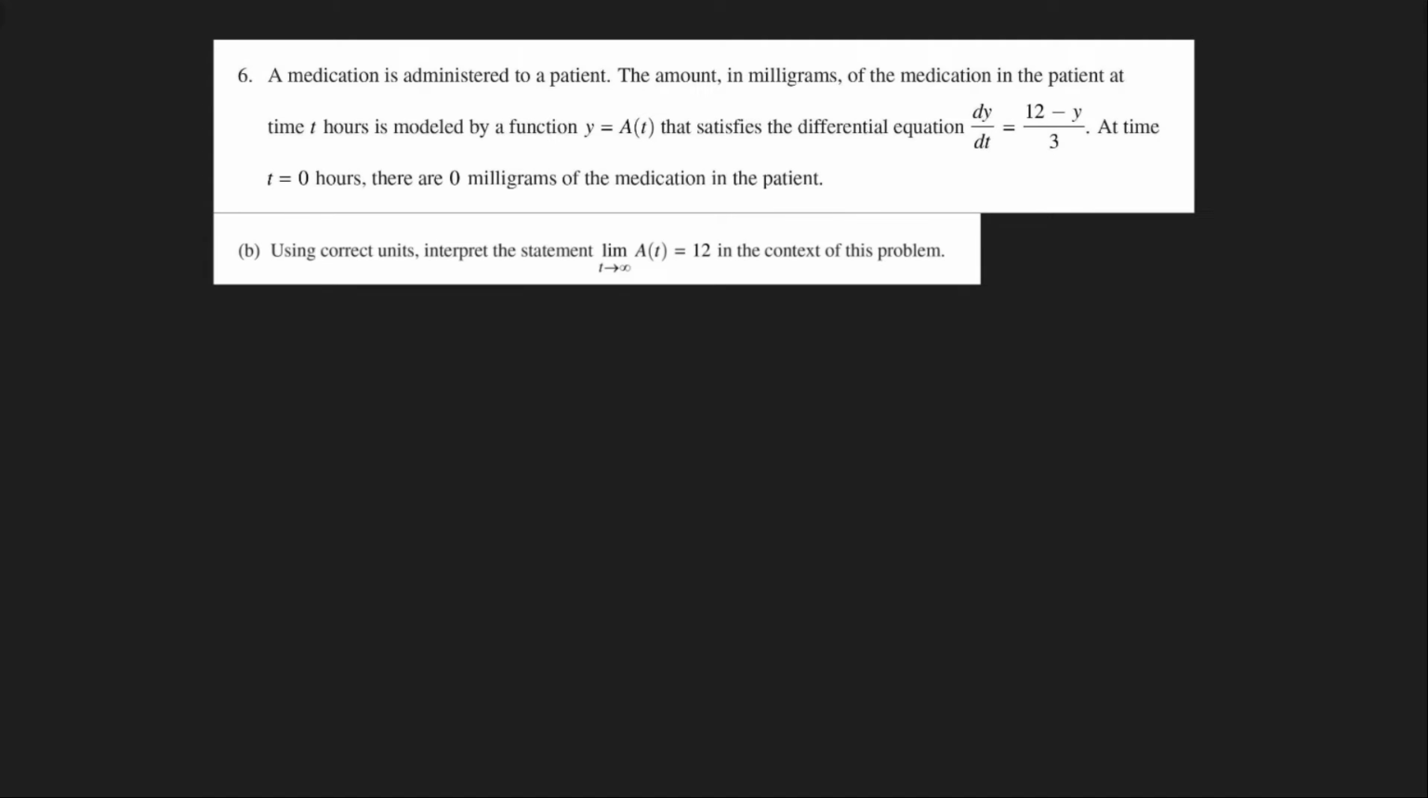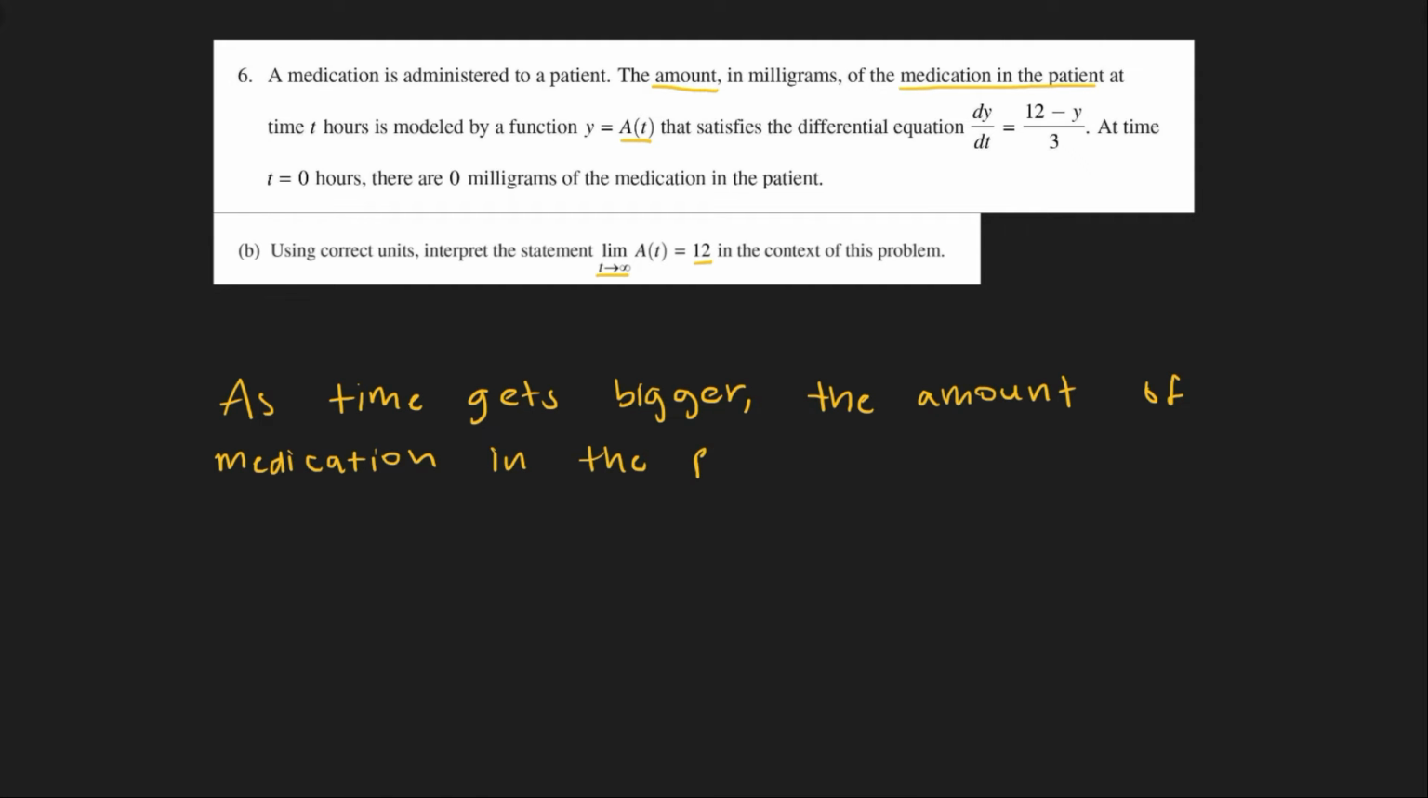Using correct units, interpret the statement, the limit as t approaches infinity of a of t equals 12 in the context of this problem. Well, if we take a look up here, it tells us that a of t, which is the curve that we're dealing with, is the medication in the patient in milligrams based on the time. So this limit states that as t approaches infinity, or as t gets bigger and bigger, the amount of medication in the patient will approach 12 milligrams.